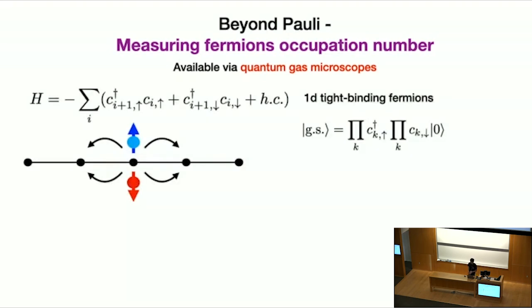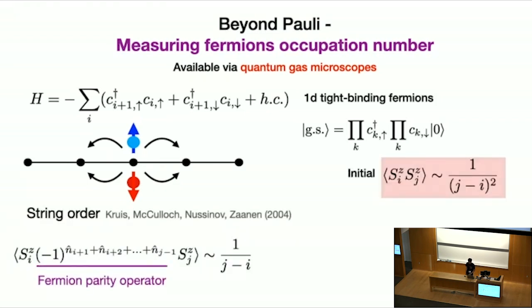Yeah, so as a simple example, consider the 1D free fermion tight-binding model, where fermions can hop around and the fermion can be spin up or spin down. We know everything about this model. We can write down the ground state. It's simple to write down.